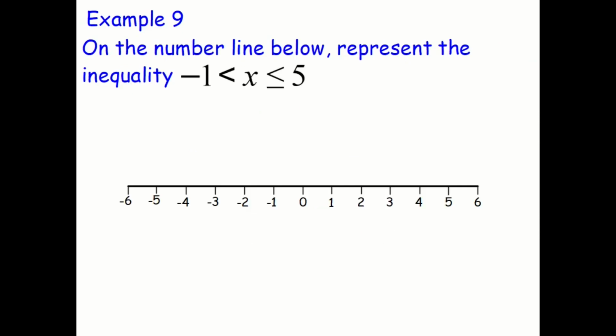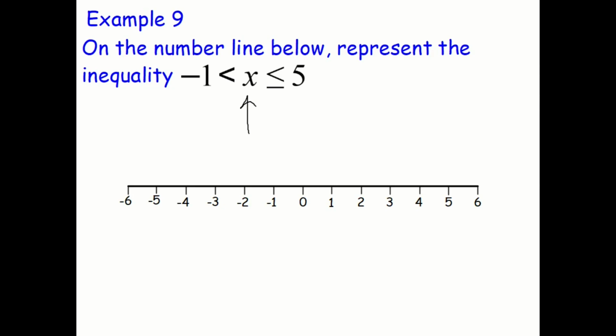Now, slightly different situation here. On the number line below, represent the inequality minus 1, and then you've got a symbol. I'm not going to say what it is at the moment. And then a number, and then x, and then another symbol, and 5. We say this as x is greater than minus 1, but less than or equal to 5. That's how we say it. We say the x bit first. X is greater than minus 1, but less than or equal to 5.